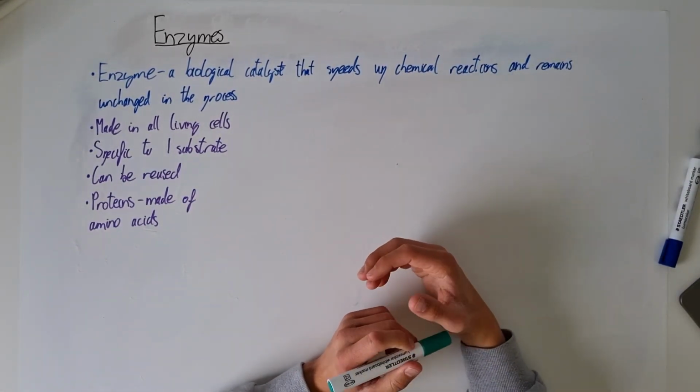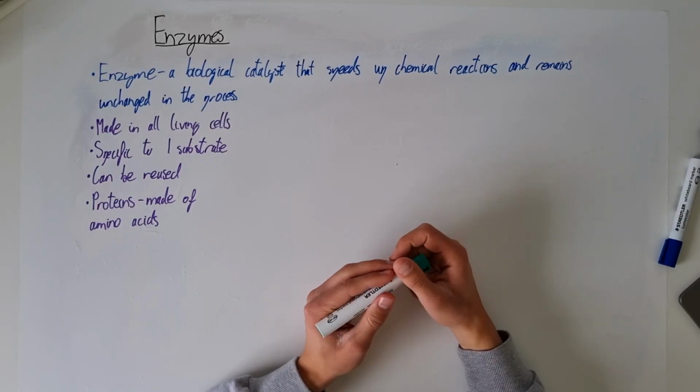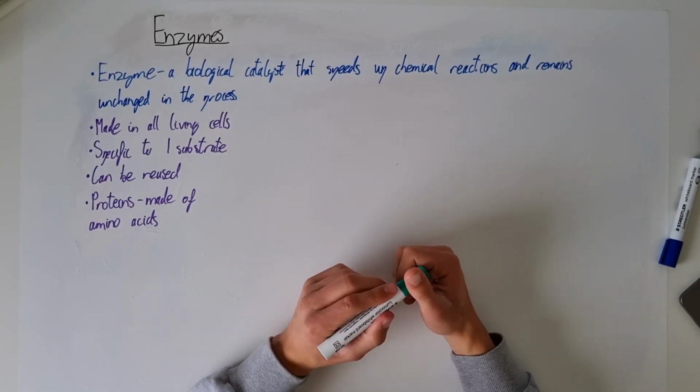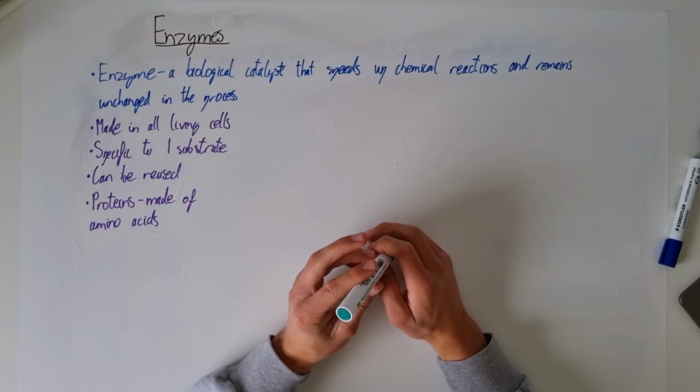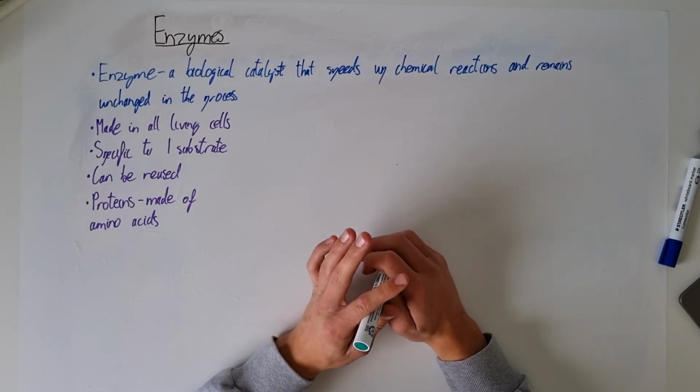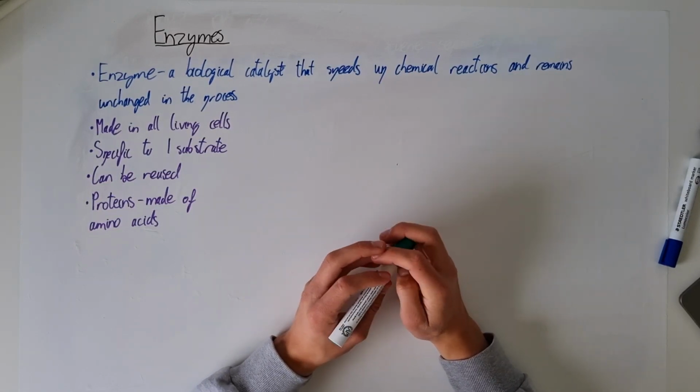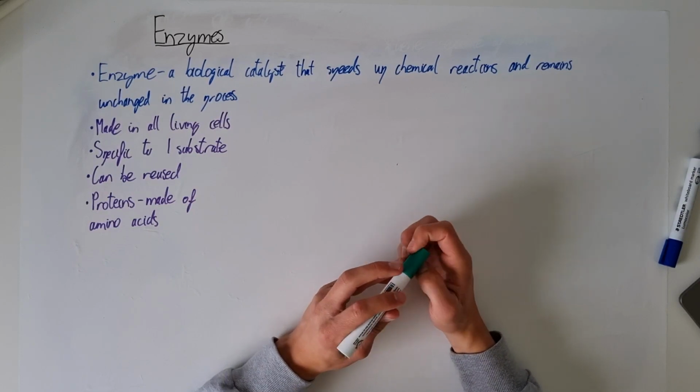So it's often found in bodies. So they're found in the body, and also in lots of cell processes and things like that. And enzymes are essential. Without them, we would die.